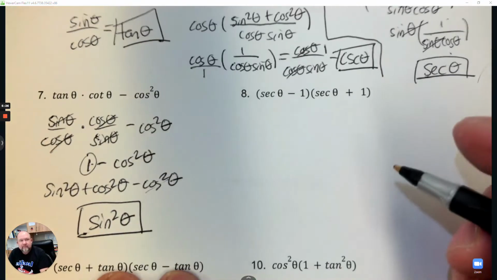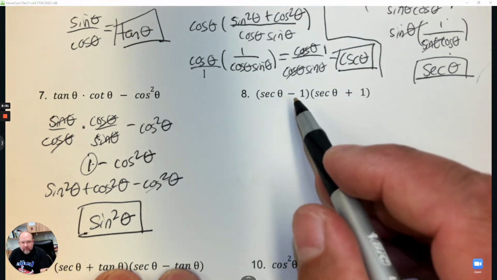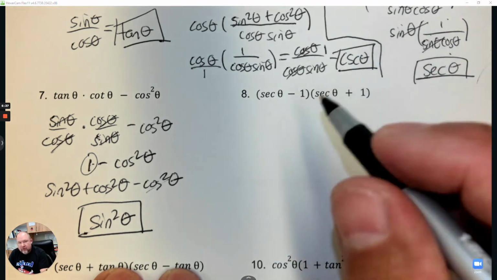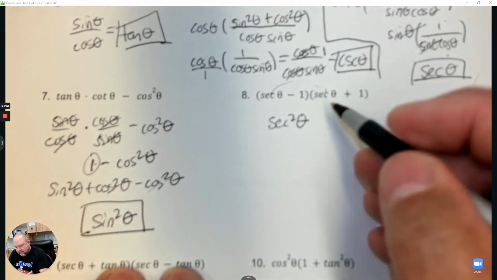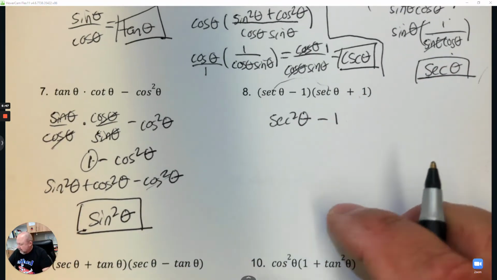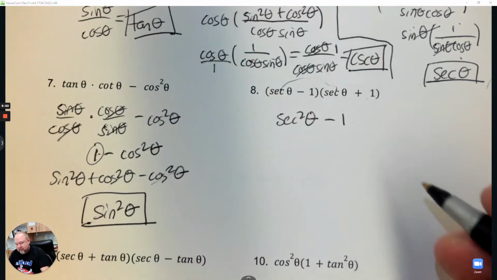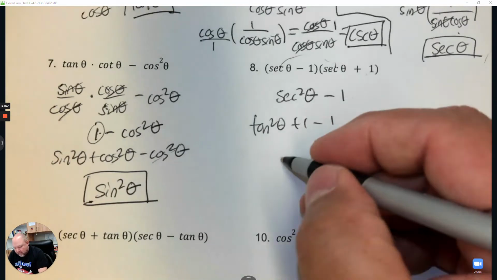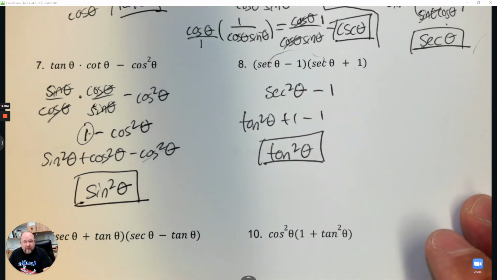Number 8. For number 8, we need to do some algebra. This is called a difference of squares. They're almost exactly the same, but one's adding and one's subtracting. So we don't need to FOIL completely. We just need to go first times first, which is secant squared, and then last times last, which is -1. When I look to see what secant squared equals, it's tangent squared plus 1. So I'm going to put in tangent squared plus 1, and then 1 take away 1 is done, and we've simplified it. One trig ratio, one term, no fractions.